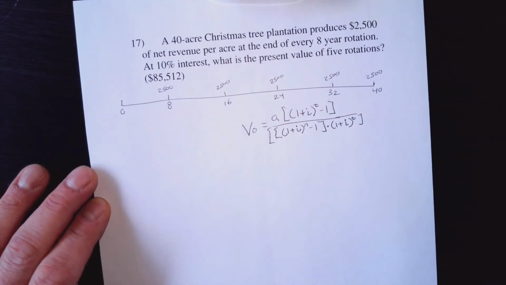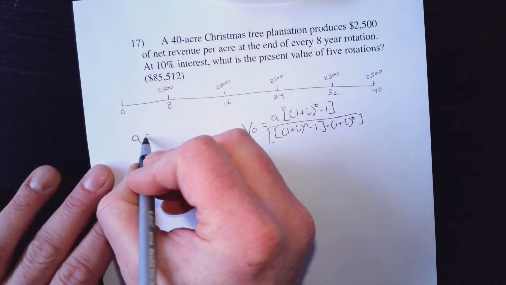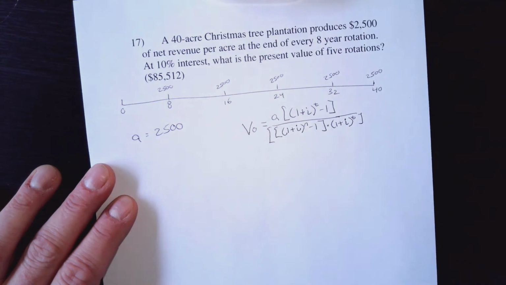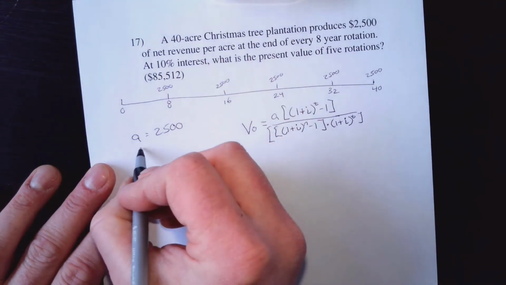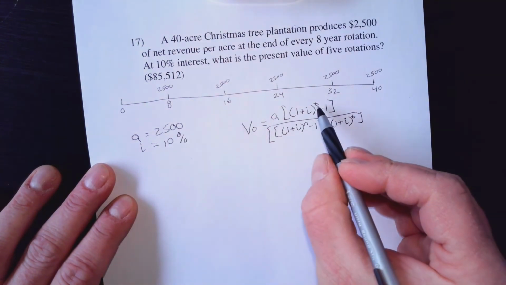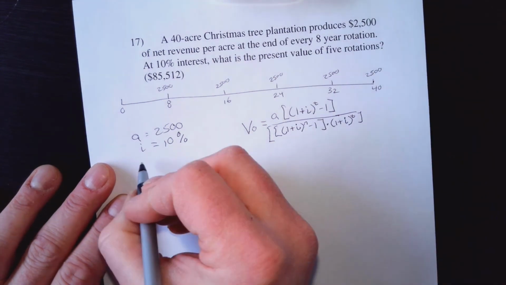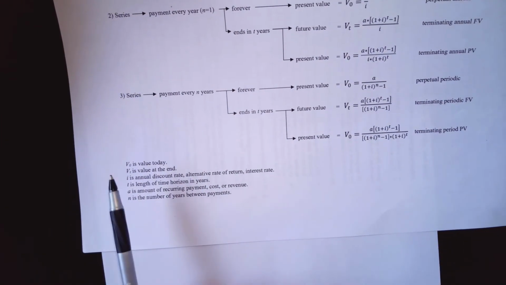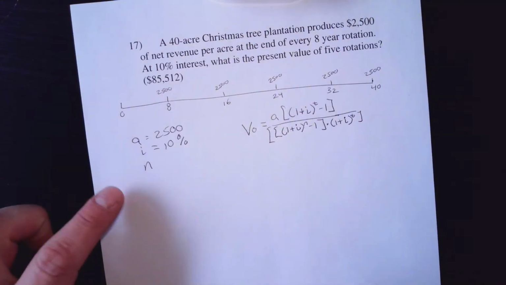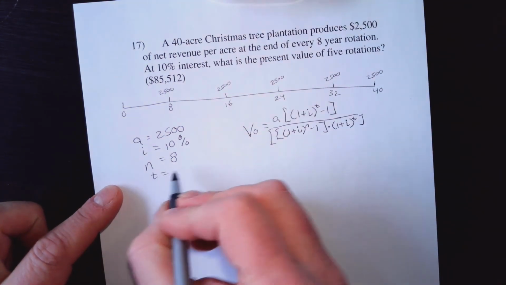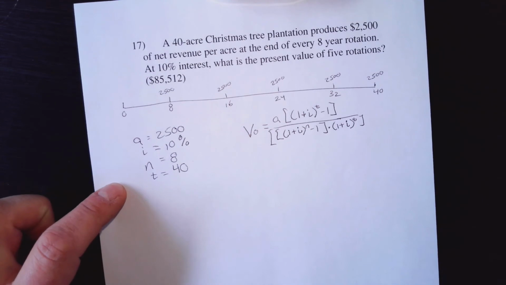Now, what are the known values in that equation? A, right? What is this periodic payment that we're getting? It's 2,500. Okay, we've got an i in here. We know our interest rate is 10%. Okay, we've got a t and an n. Those are the two things we have. So the n, when you look down at the bottom, is the number of years in between payments, and the t is the total length of that time horizon. So in our case, that n is going to be 8. We get it every 8 years, and the t is 40 years total, all the way out here.